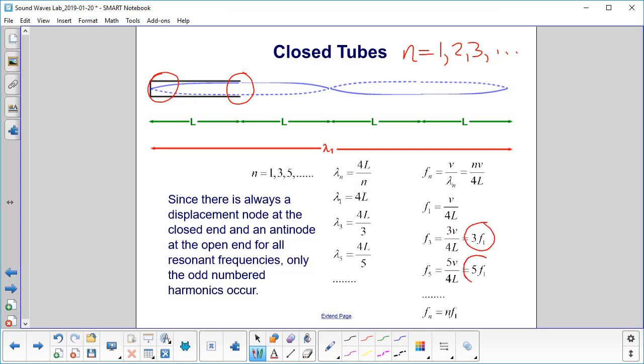And we demonstrated that a few slides back. And this over here is my n is equal to 1. That's the fundamental frequency. So we still have the same equation, f sub n equals n times f sub 1, but we can only use odd numbers for n.